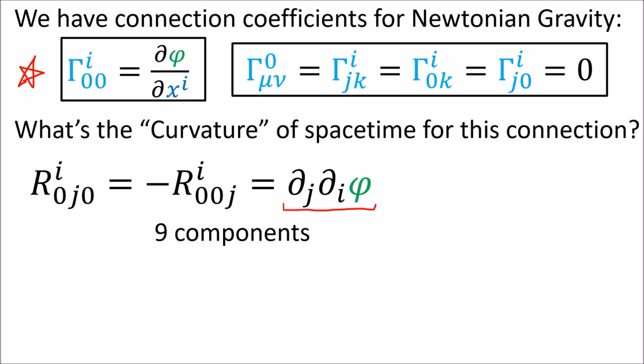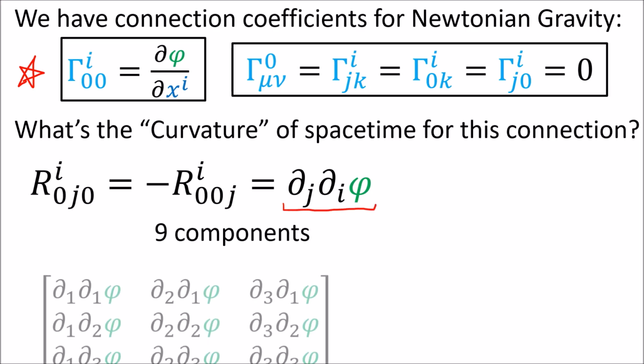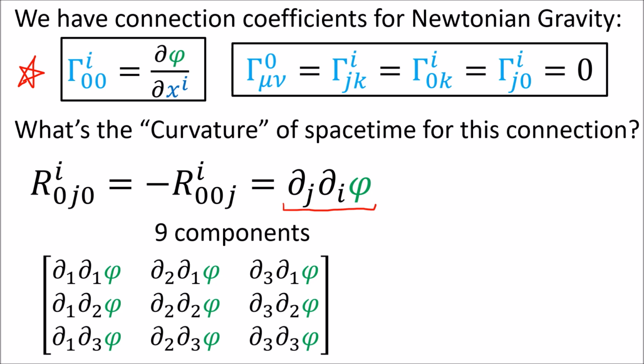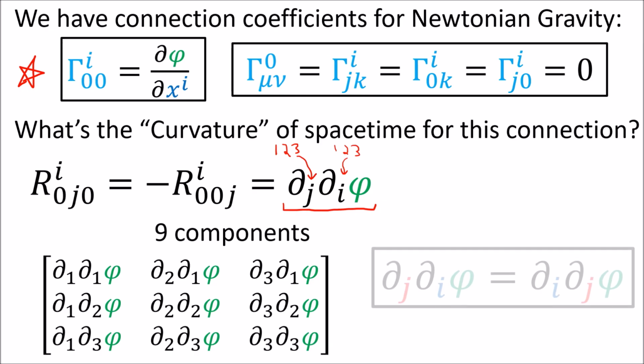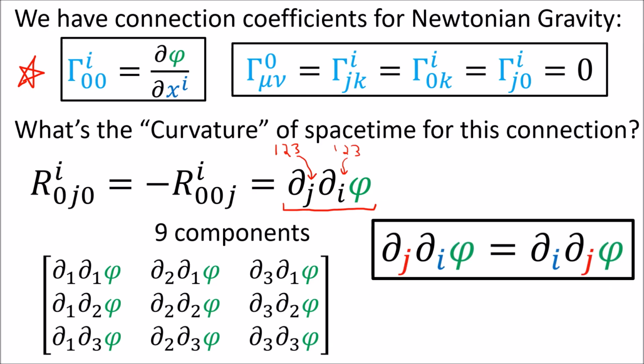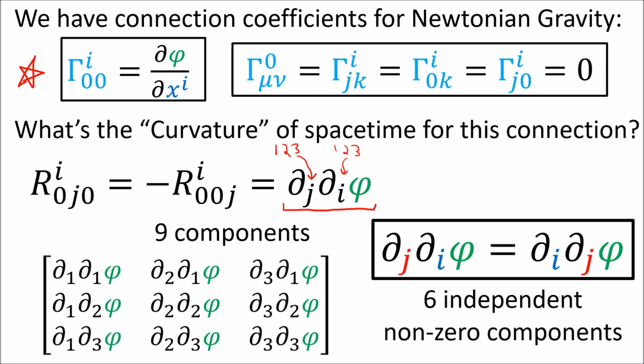are 9 non-zero Riemann tensor components that describe the curvature of Newtonian spacetime, where i and j can be any of 1, 2, 3. But since the order of the partial derivatives doesn't matter, this means there are really only 6 independent components of the Riemann tensor that are non-zero. So in the case of Newtonian spacetime, the vast majority of the Riemann tensor components are 0, and there's only a small number of non-zero components.